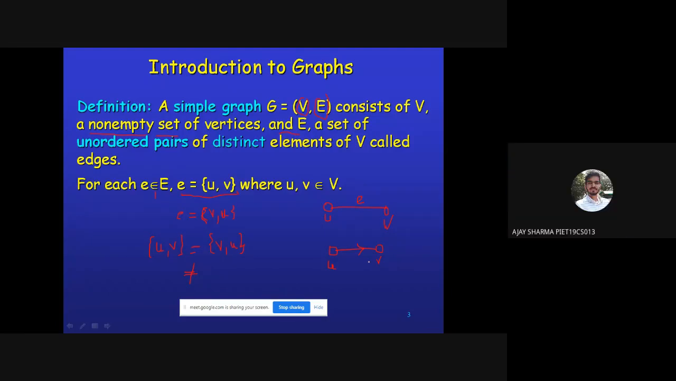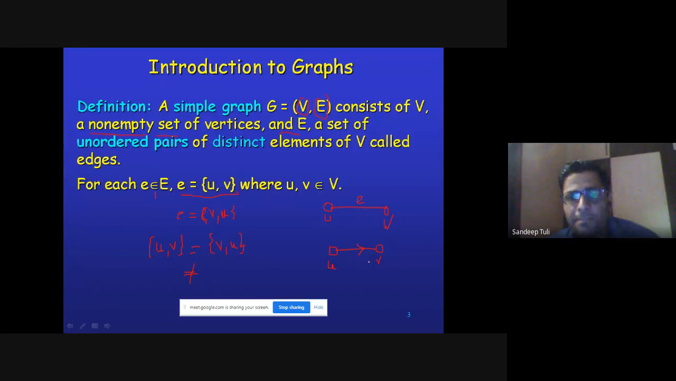Yes or no? Yes, sir. In a simple graph, when there is no direction, we say that u and v are an unordered pair of distinct elements. Now the definition is clear. Every term of the definition is clear now.